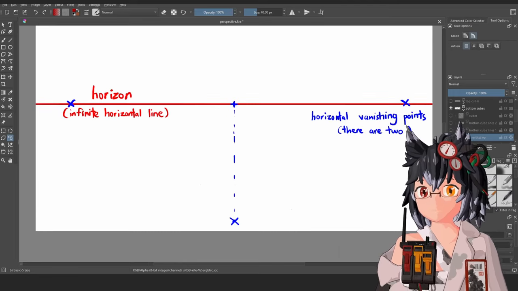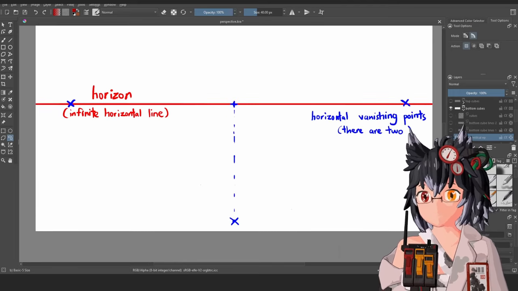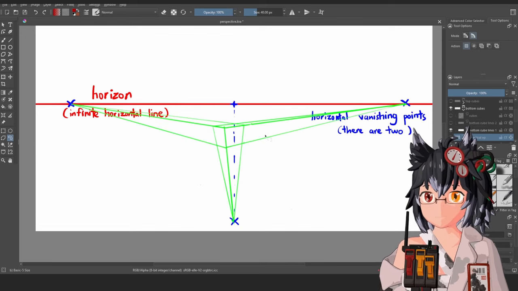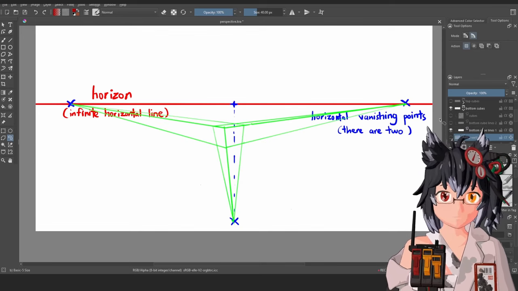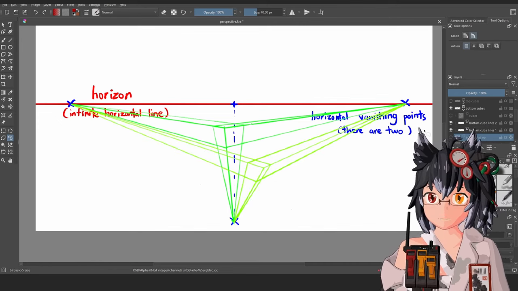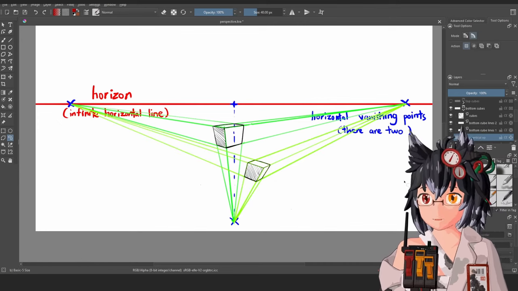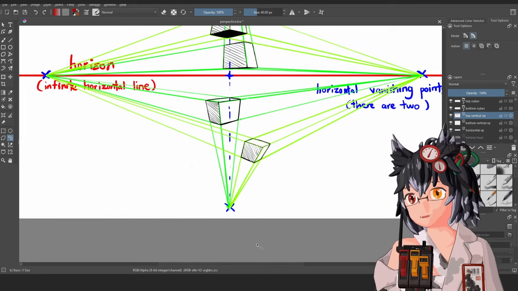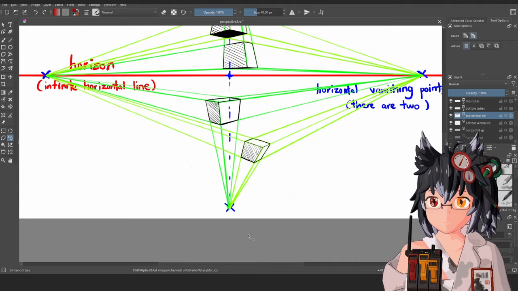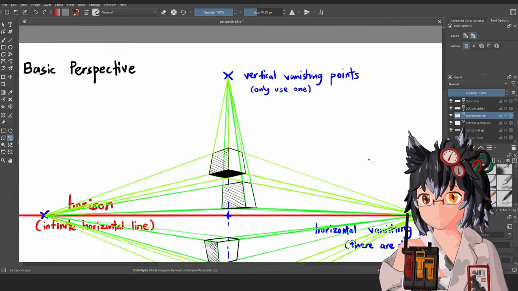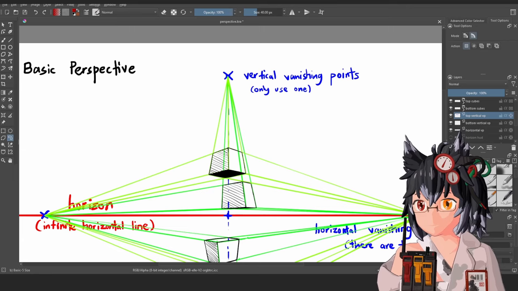So now we have got our points for our three-point perspective. Now we just need some lines away from the vanishing points like so. And then at the place where they intersect, we can draw some cubes. So here are the cubes formed by the lower vertical vanishing point. And here you can see the cubes formed by the upper vertical vanishing point.